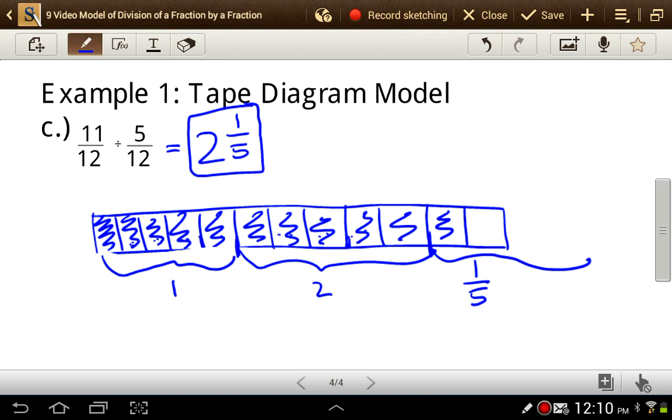I got it in 1 whole, a second whole, but then I could only get 1 of the 5 that I needed. I needed 5. I only got 1 of the 5 done, so 1/5 is my fraction. And that's how you do those.